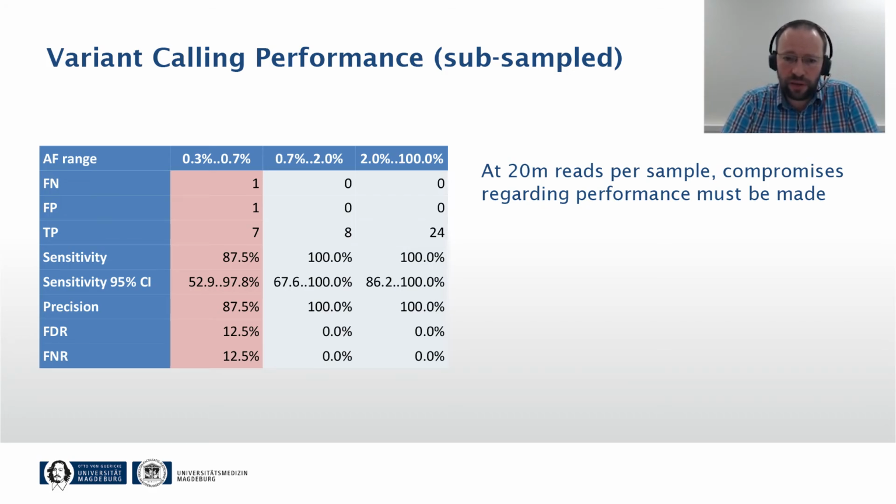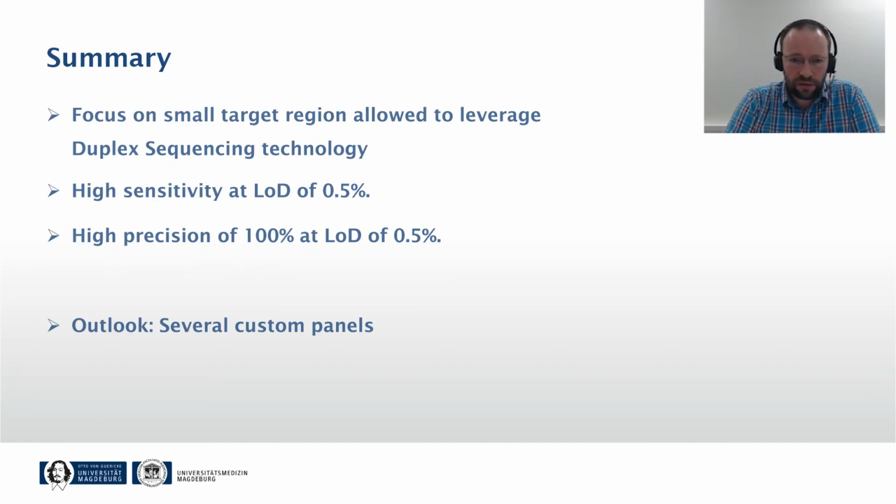So therefore, if we increase the sampling per run and have only 20 million reads as input for our analysis, then we must make compromises regarding the performance, which we are not interested in. So to summarize my talk, we have to focus on really small target regions and use the duplex sequencing technology if we want to do liquid biopsies.